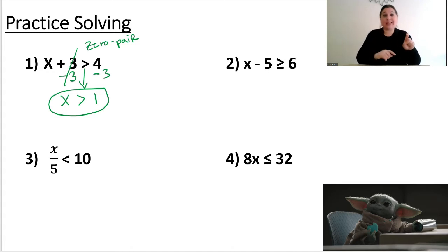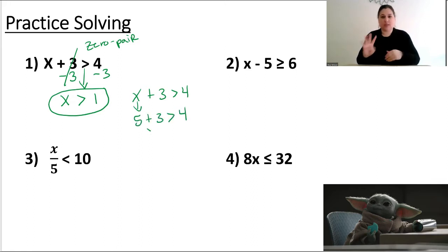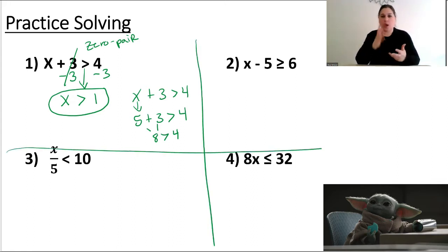All answers, when you plug it into the problem for x, it will make sense. For example, x is greater than 1. So any number greater than 1, let's pick 5. Okay, let me plug it in and see if it makes a true statement. 5 plus 3 is 8, which is greater than 4. Yes, it's true. So any number that you pick that's bigger than 1 will make the statement true. That's what we are doing, figuring out what will make these statements true.